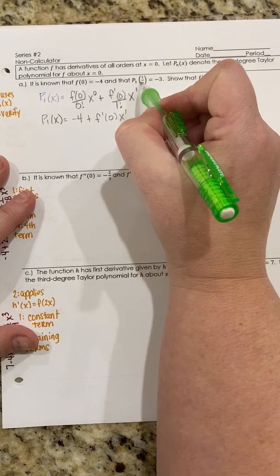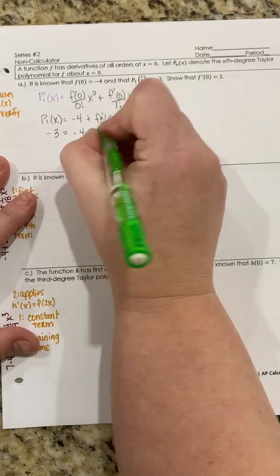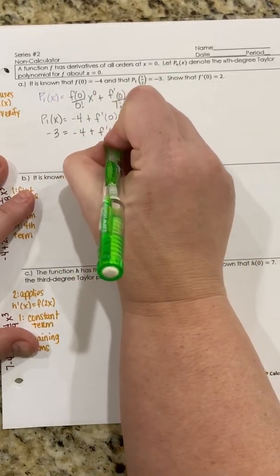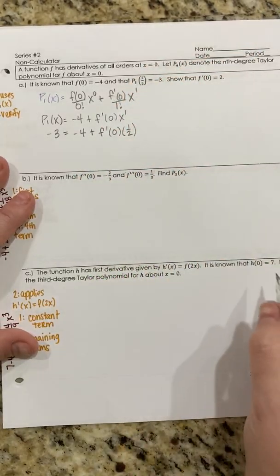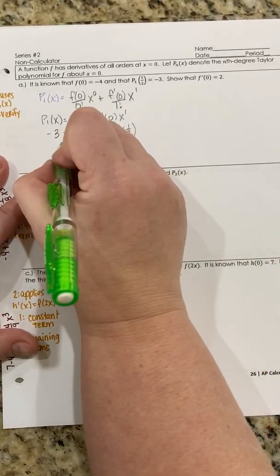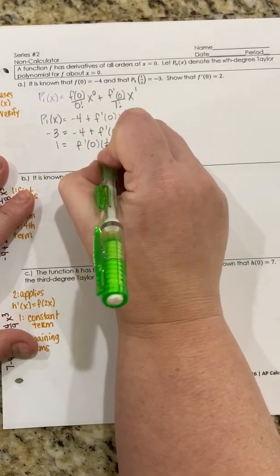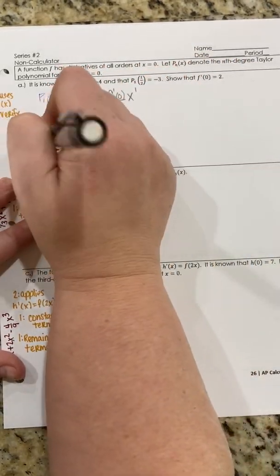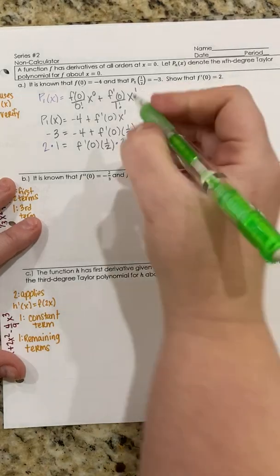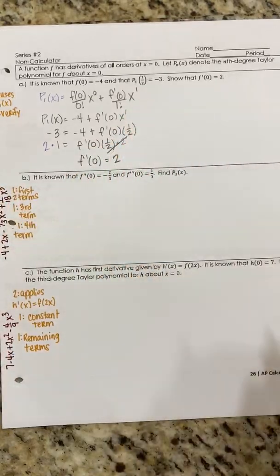They told me P1 of 1/2 is -3, so -3 equals -4 plus f prime of 0, and x in this problem is 1/2. So when I add 4 here, I get 1 equals f prime of 0 times 1/2. And when I multiply both sides by 2, that gives me that the first derivative is equal to 2. So I showed that the first derivative was 2.